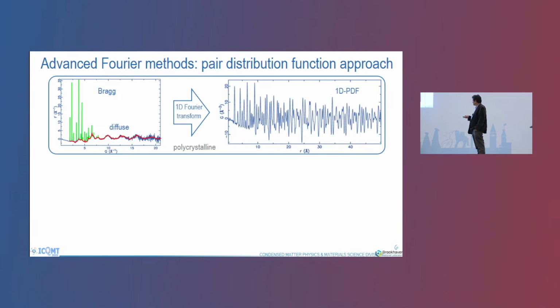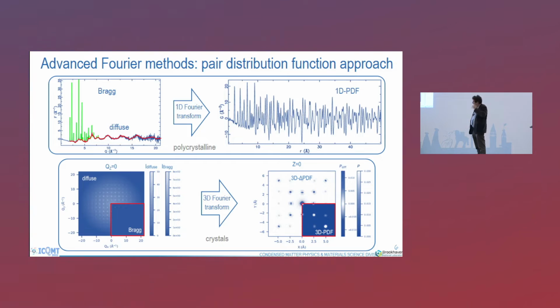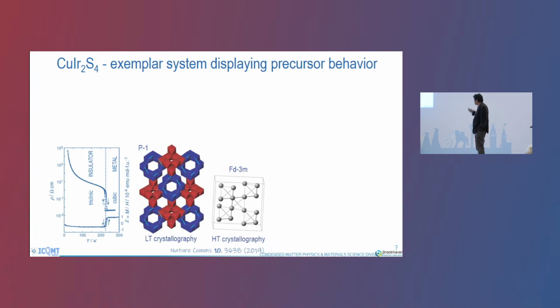So you would Fourier transform this entire map of Q space intensity into direct space, and you get something that is called the 3D pair distribution function. Or you could separate Bragg from the diffuse signal and then Fourier transform just the diffuse to get the 3D differential PDF, which is then actually measuring the difference between the local and the average structure as a function of pair vectors. To show how this methodology works, here is a simple single-slide example.